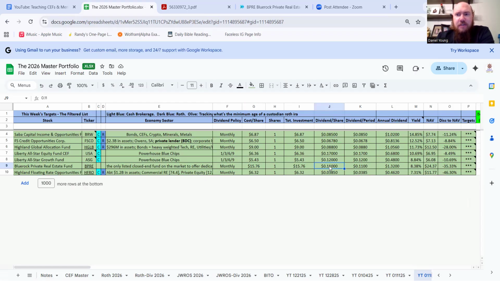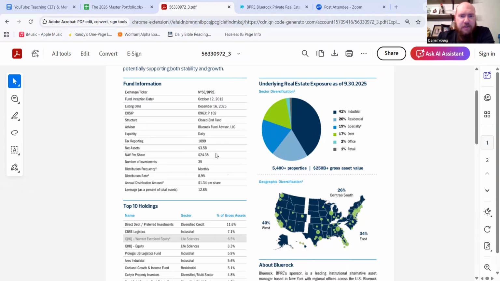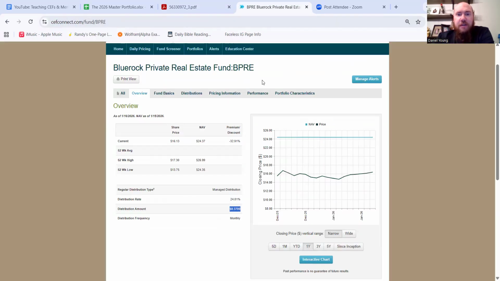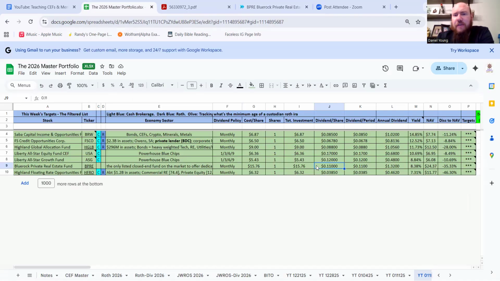This dividend is inconsistent, right? 1.34 a share a year boils down to 0.1116 a year. That's quite different than 37 cents a month. So I don't know what the actual dividend is, and I would like to know before I buy.